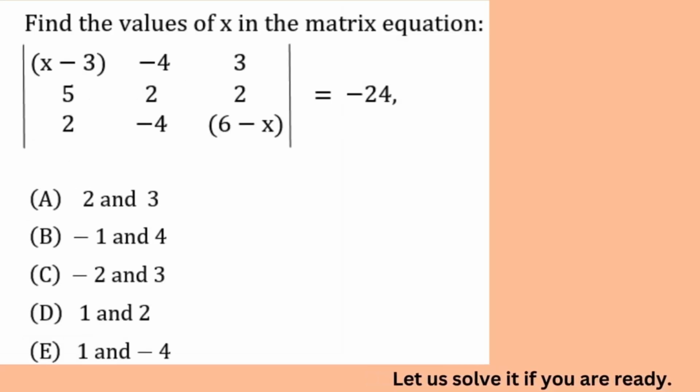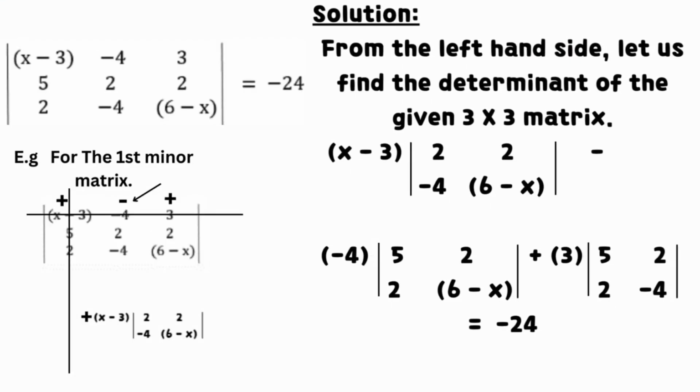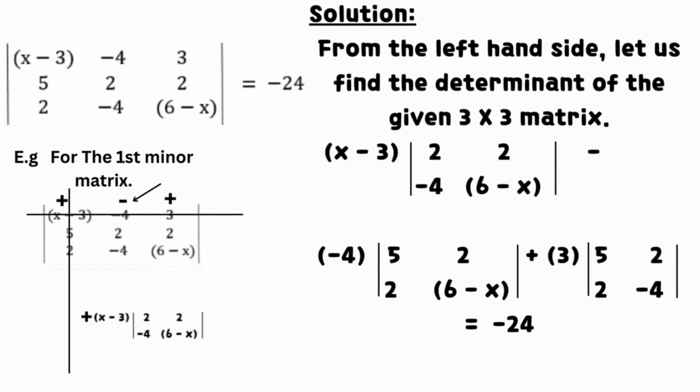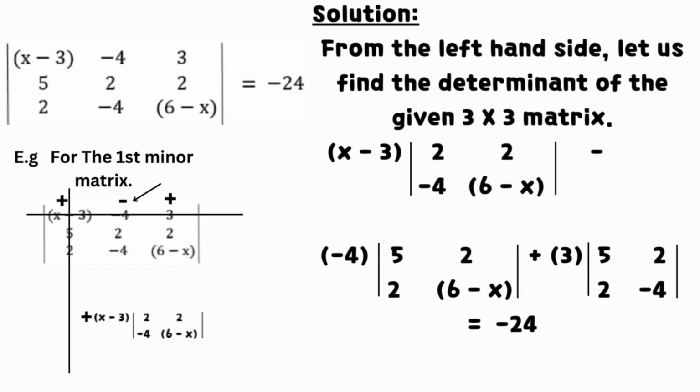Required to find the value of x in a given matrix equation. From the left-hand side of the equation, we need to find the determinant of the 3 by 3 matrix. To achieve this, we have to find the cofactors of the elements of the first row. Any row can be used, but we are using the first row.